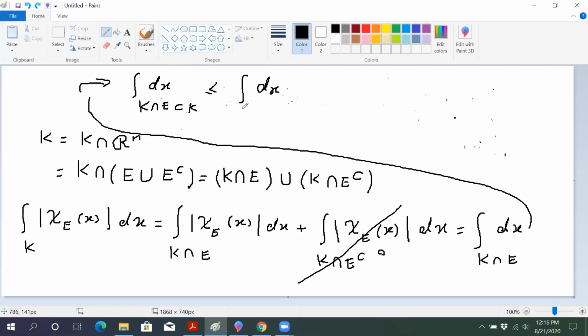Integral of 1 dx over K. This is by property of integration: K intersection E is a subset of K, and the constant function 1 is non-negative. So by the property of integration, we have this. Now, this integral is finite.